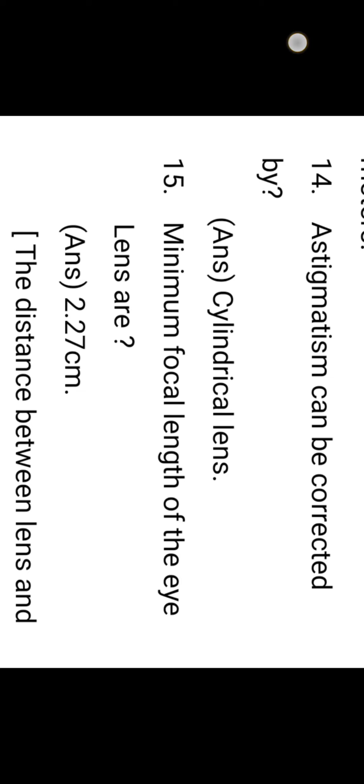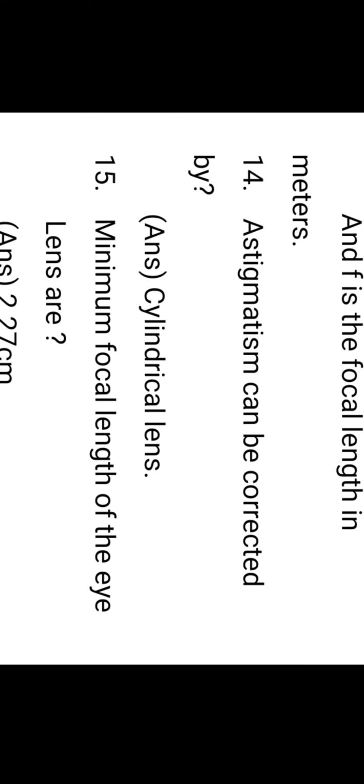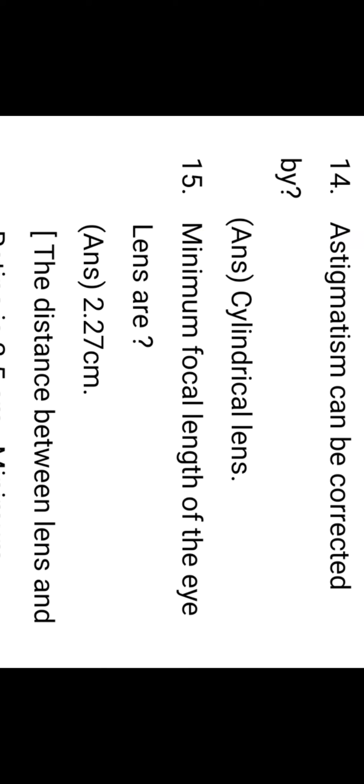In question number 13, I will give a little clarity. The power of a lens is inversely proportional to its focal length. It means a shorter focal length has more power, and a long focal length has less power. That is the difference between the two. Okay, so we will discuss bit number 14: astigmatism can be corrected by a cylindrical lens.